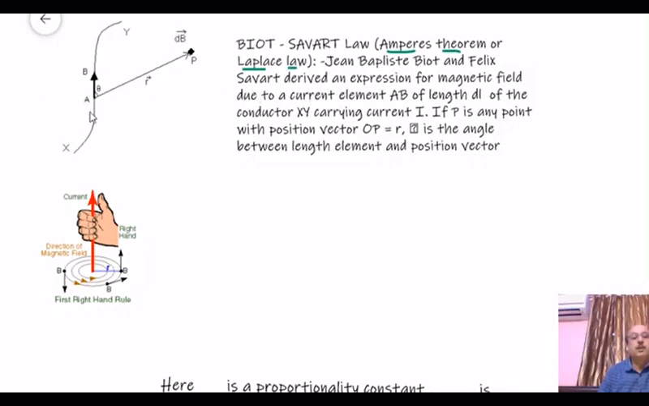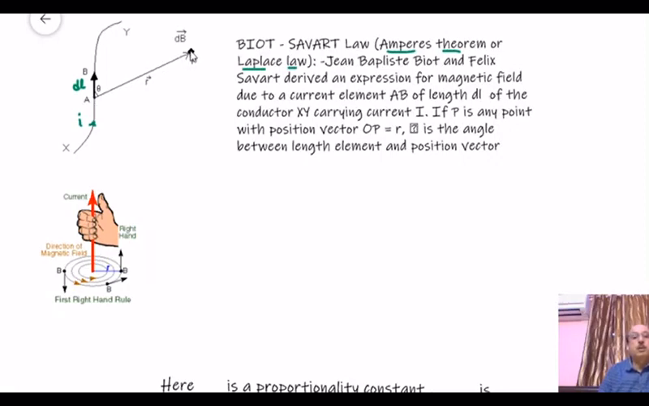Here is the current element AB. The current is passing from A to B and it is I. So the current element is AB. It is a very small element and its length is dl. And we have to find out the magnetic field intensity at point P.